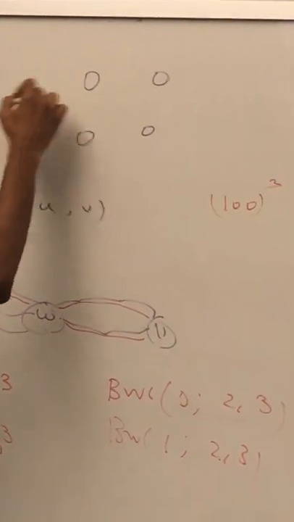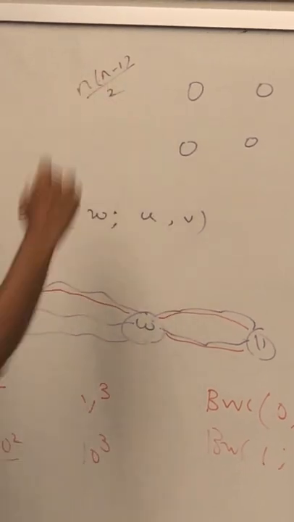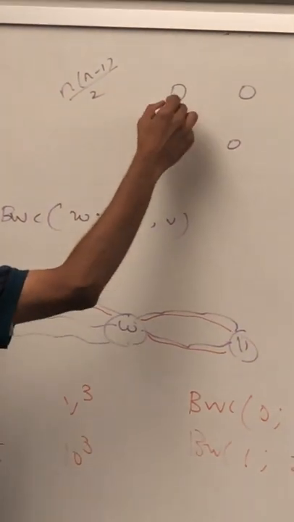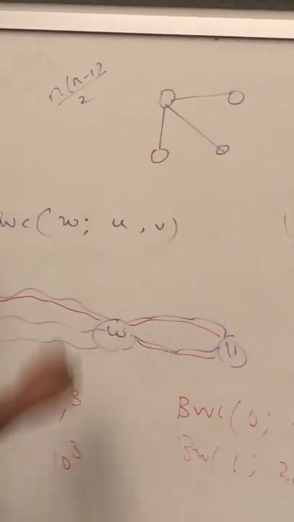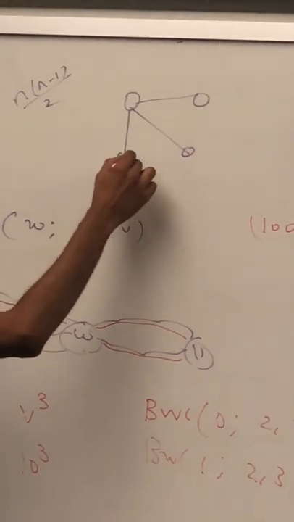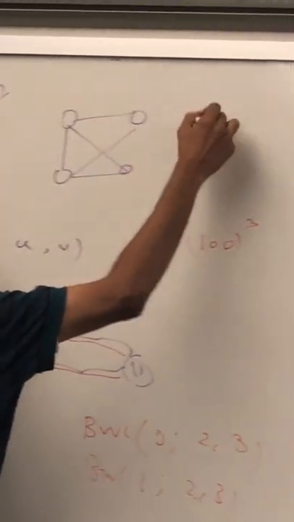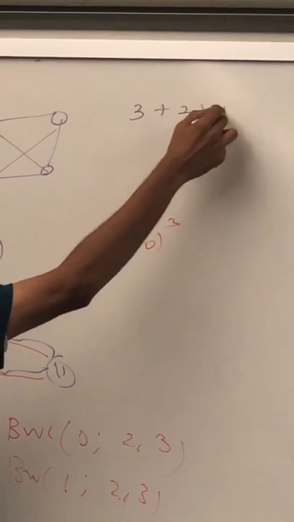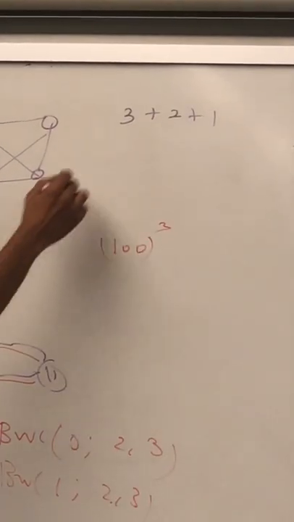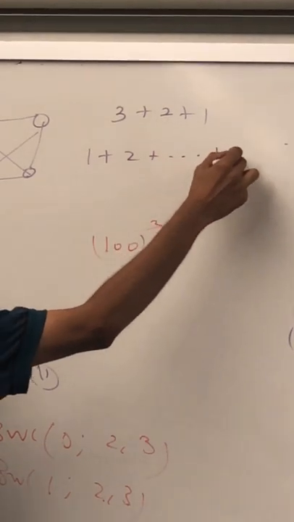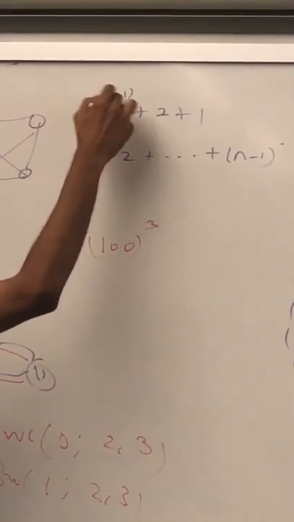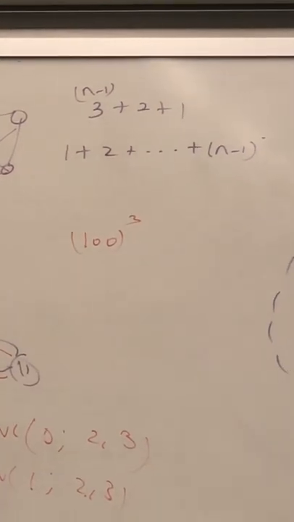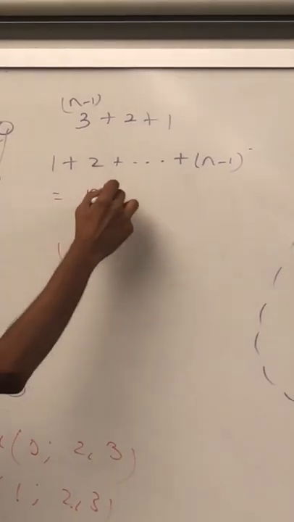Always remember, if you have n vertices or n neighbors, to connect all of them to each other, you need n times n minus 1 over 2. For example, if you have 4 neighbors, you need 3 edges to connect one node to the 3 others. Then for the next one, you need 2 more edges. So 3 plus 2 plus 1. In general, if you have n neighbors you need n minus 1 edges, then n minus 2 edges, and so on. The sum of these is n times n minus 1 over 2.